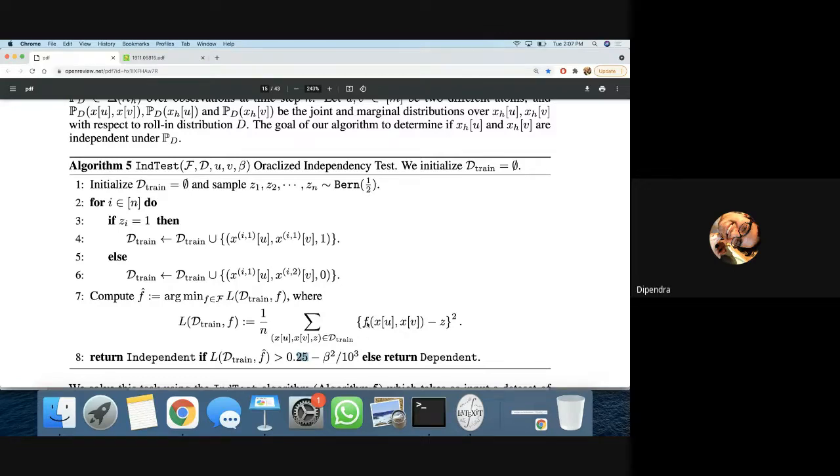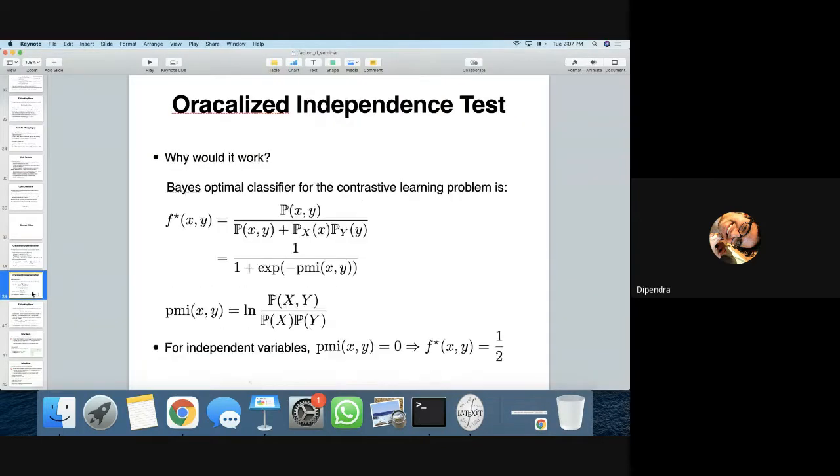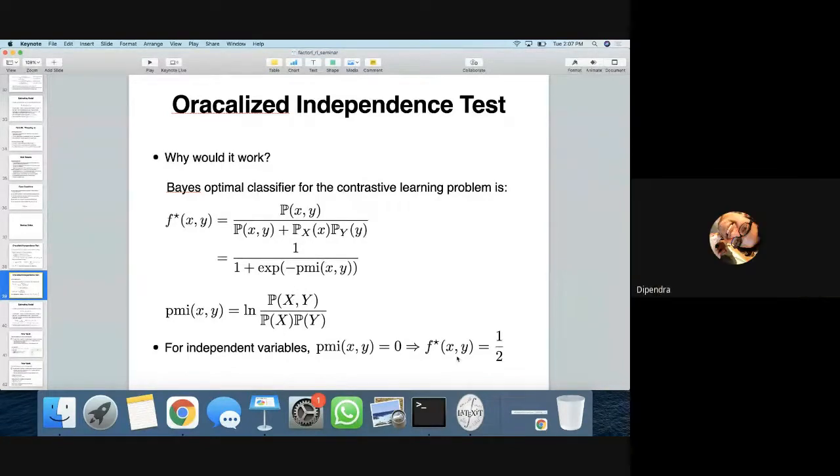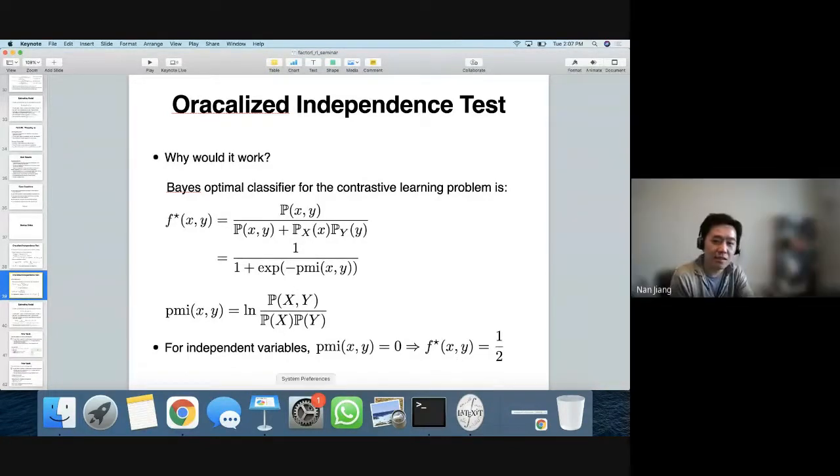Okay, so what's going to happen is that when things are independent, my f star is half, right? Because if you look at this problem here, your error rate is just 0.5 squared. Yeah, exactly. Yeah, right. I see. It makes sense.